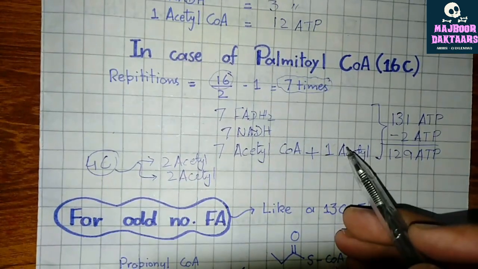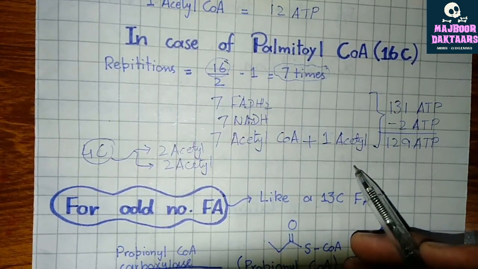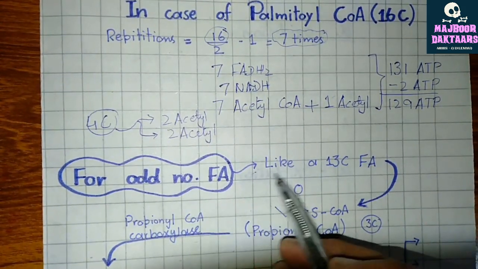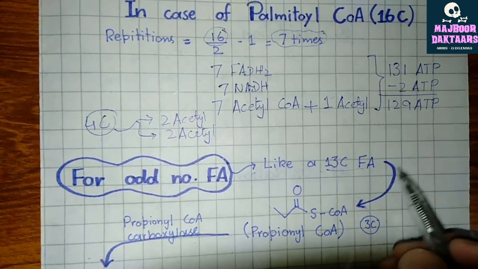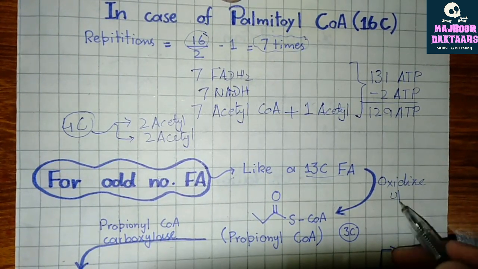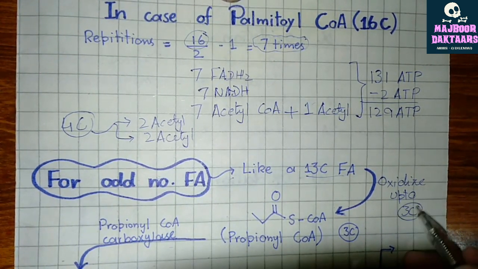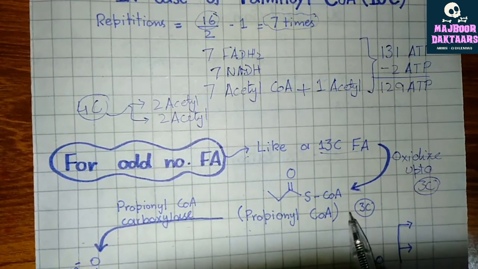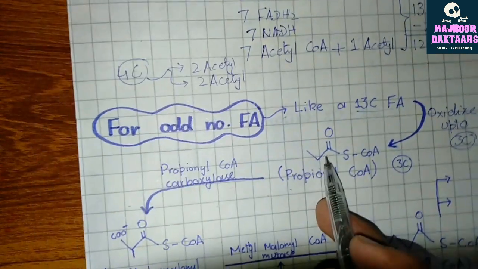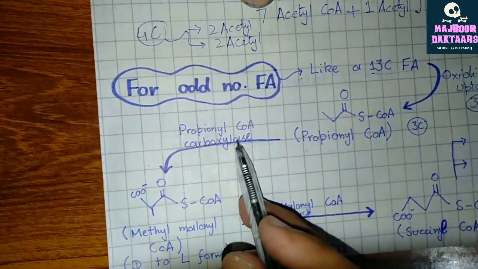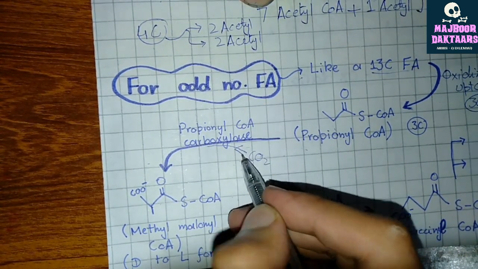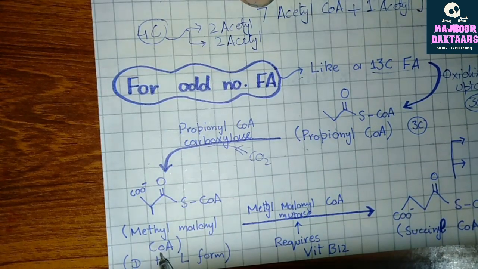Now there is a question, what will be the reaction for the odd number of fatty acids? For odd number of fatty acid, let us say 13 carbon fatty acid, it will oxidize up to 3 carbon fatty acids, and 3 carbon fatty acid is known as propionyl-CoA. Now this 3 carbon fatty acid is acted upon by propionyl-CoA carboxylase, which adds a carbon dioxide, a carbon atom, into it, converting it into methylmalonyl-CoA.